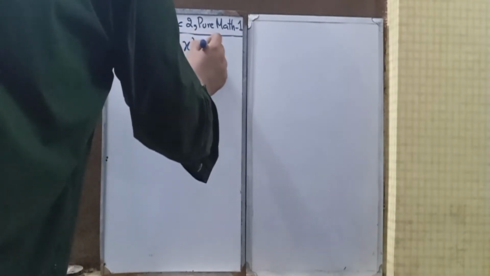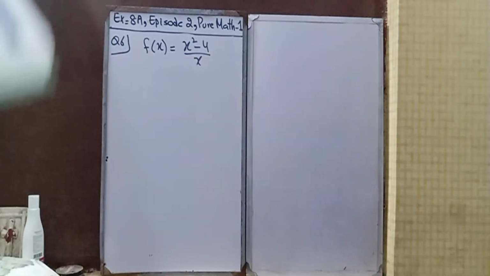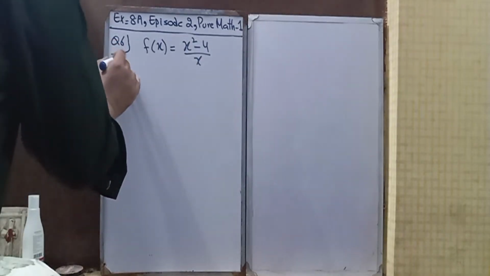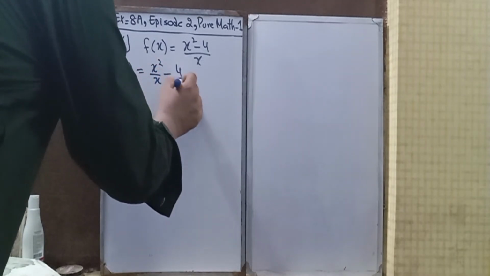Question 6 is: show that f of x, which is equal to x square minus 4, the whole thing divided by x, is an increasing function. Let me read the question very carefully so we do not make any mistake in writing it. So we have to prove that this is an increasing function. The method is you take its derivative. So first of all, let me bring it into a friendly shape where I can do the differentiation easily.